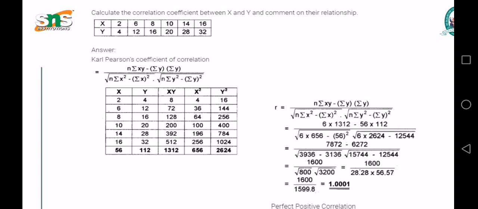Substitute all these values in the formula. Here n is equal to 6. 6 into 1312 minus 56 into 112, divided by root of 6 into 656 minus 56 whole square, into root of 6 into 2624 minus 12544. We get the value 1.0001. Here the nature of this correlation is perfect positive correlation.